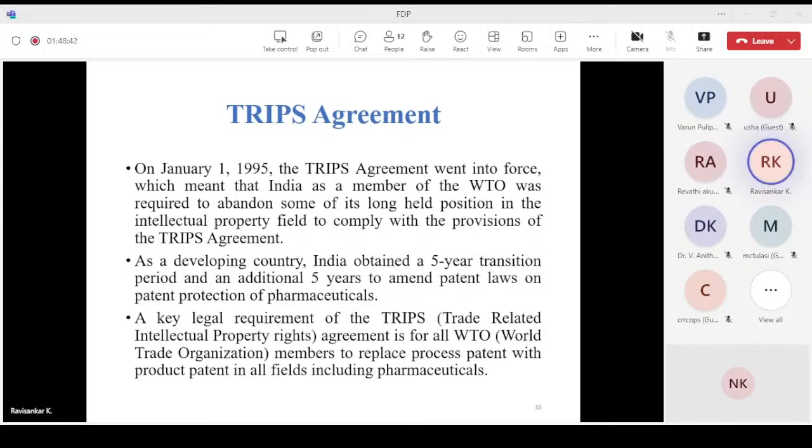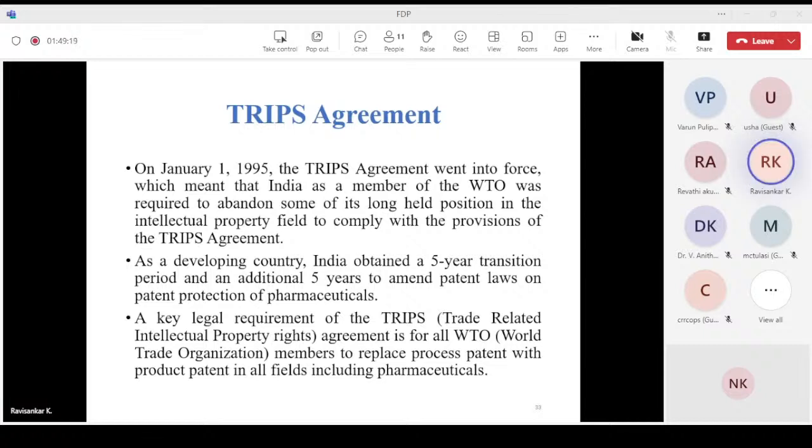Then the TRIPS agreement came in on January 1, 1995, which meant that India, as a member of WTO, was required to abandon some of its long-held positions in the intellectual property field to comply with the provisions of the TRIPS agreement. According to TRIPS, all the countries should have the same intellectual property rights rules. Since India is a developing country, we got a 5 years transition period and an additional 5 years to amend our laws on patent protection of pharmaceuticals.